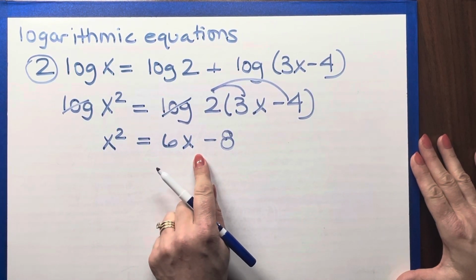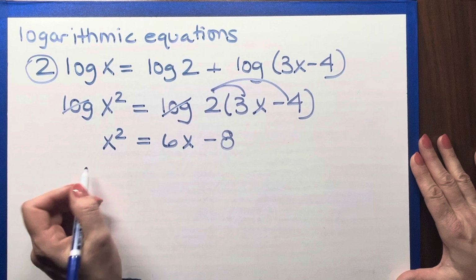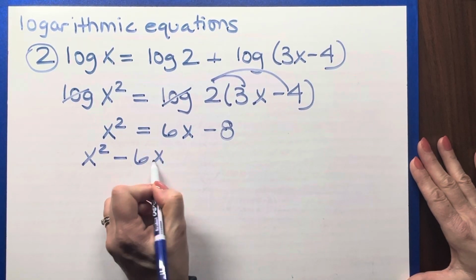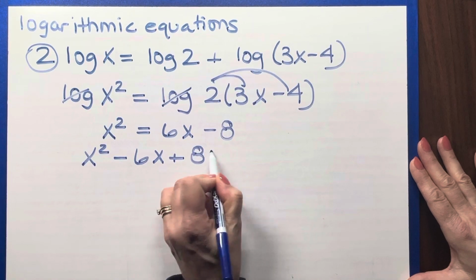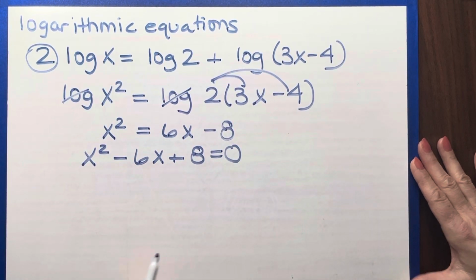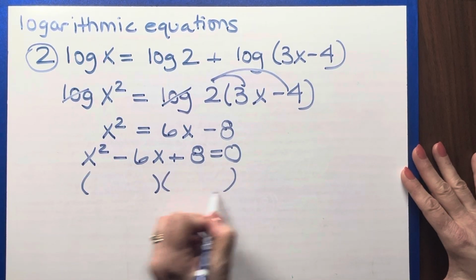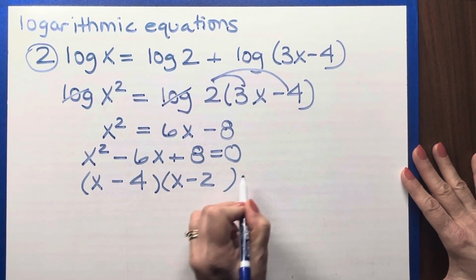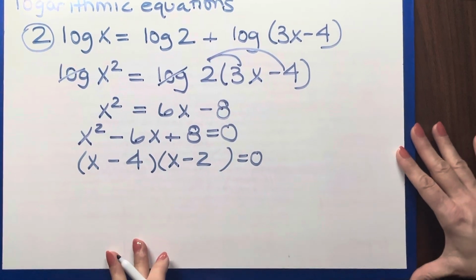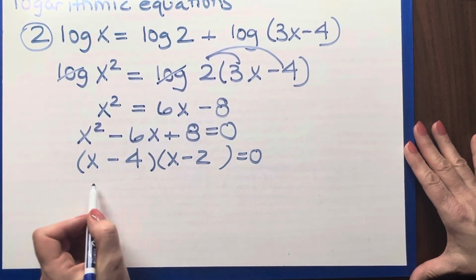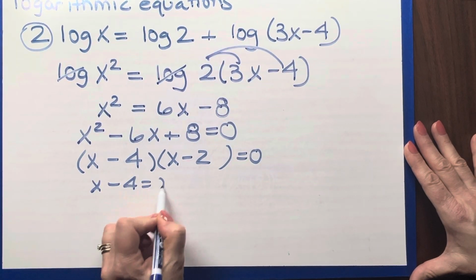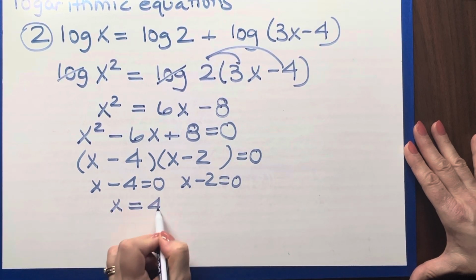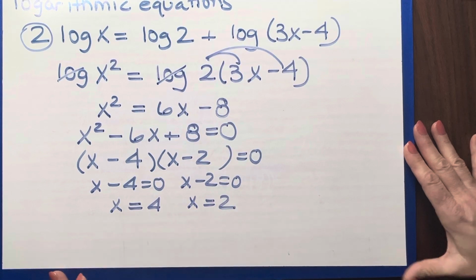Now at this point, it just becomes an algebra problem for factoring. Before I do that, I need to move these 2 terms to the other side. So I'm going to get x squared minus 6x plus 8 equals 0. And that will factor into x minus 4 times x minus 2. For each of these, I would set them equal to 0, and then I will solve. So I'm going to get x equals 4 and x equals 2.